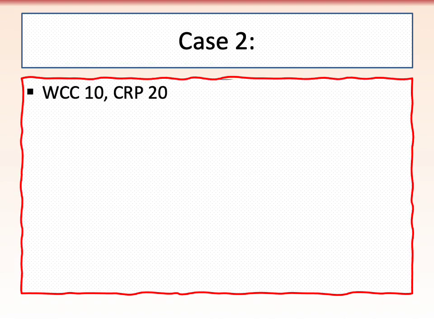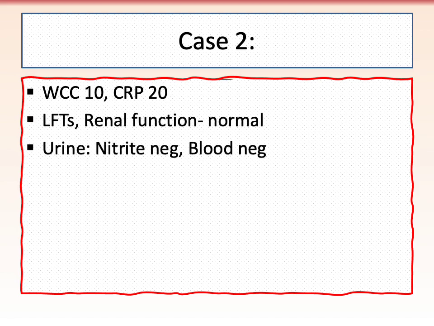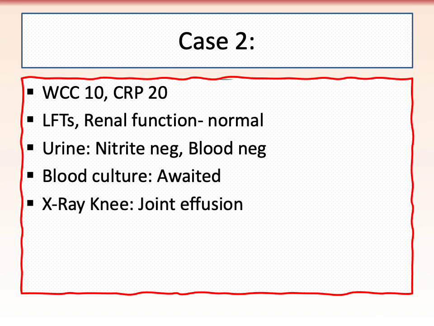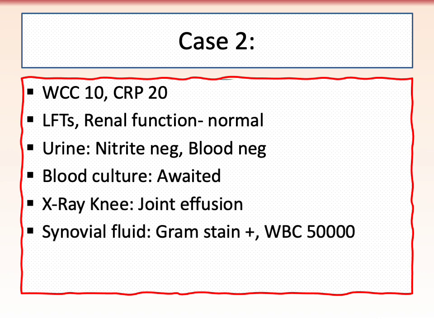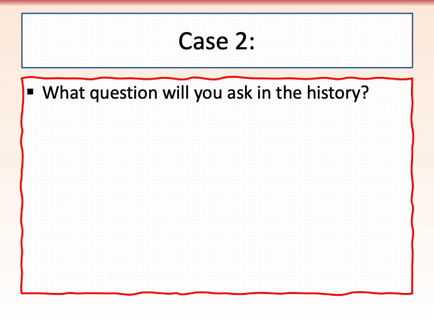Initial investigation revealed that WBC count was 10, CRP 20, LFTs and renal function were normal, urine dipstick was negative, and blood culture was sent. X-ray of the knee joint revealed joint effusion, and aspiration of synovial fluid revealed positive gram staining with white cell count more than 50,000, and culture was awaited. A diagnosis of septic arthritis was made.